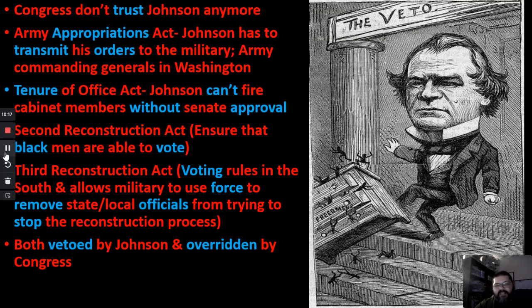So then Congress came up with some more bills. Second Reconstruction Act. This basically filled up some loopholes that they found with ensuring that African American males could vote. The Third Reconstruction Act, same thing, closed up some loopholes that people could try to use to say, "Oh, I'm not gonna let these African Americans vote because of this," whatever it may be, that loophole. So they're closing up those loopholes, but also basically allow the military to use force to remove any state or local official who was trying to stop the Reconstruction process.